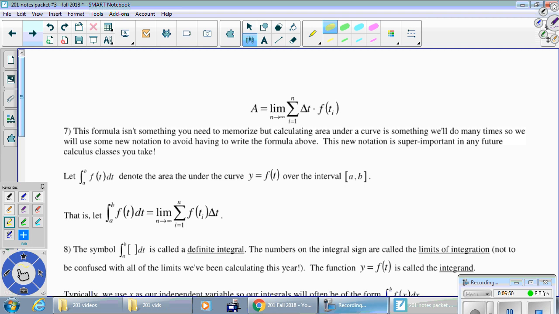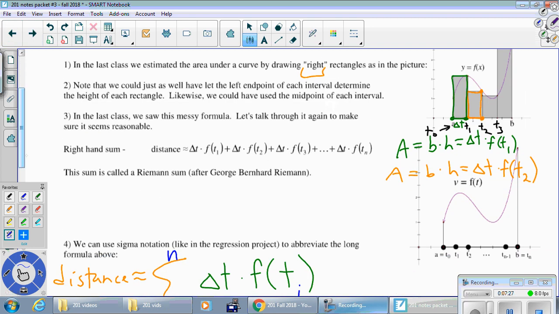This formula isn't something you need to memorize, but calculating area under a curve is something we'll do many times, so we will use some new notation to avoid having to write the formula above. This new notation is super important in any future calculus classes you take, for example, Calculus 2. All right, so a brand new symbol for us: a funny curvy shape with an a and a b on the bottom and the top, then f of t dt. That part doesn't look intimidating. We're going to let that entire symbol denote the area under the curve y equals f of t over the interval a comma b. A comma b, remember, is just the input values. So from here is a, and then over here is b.